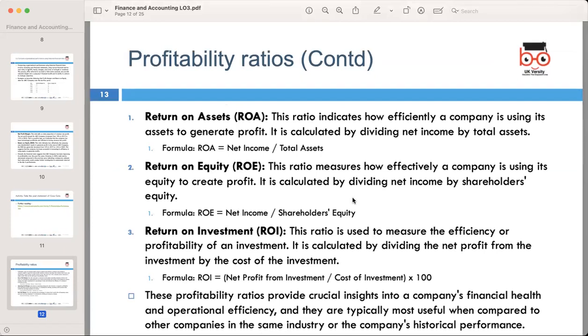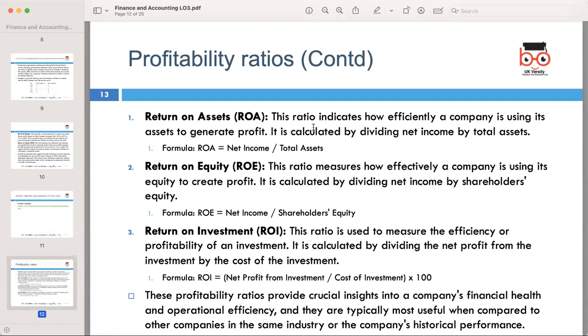The first ratio we will look at is return on assets. This ratio indicates how efficiently a company is using its assets to generate profit. It is calculated by dividing net income by total assets. So the formula is return on assets is equal to net income divided by total assets.